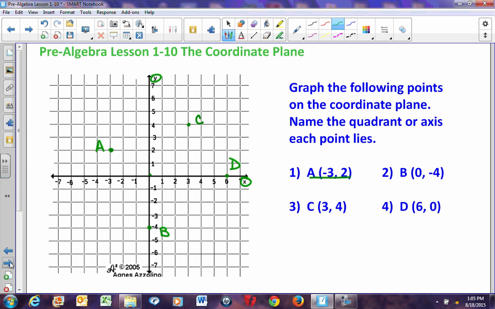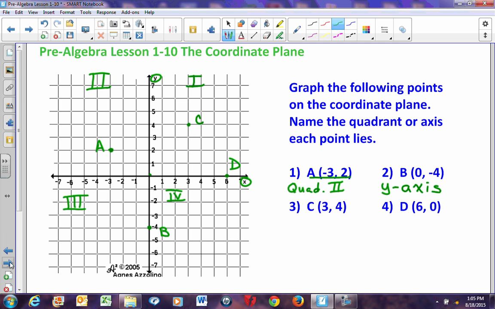Now we need to name the quadrant or the axis at which each point lies. Right? If you remember, this is quadrant 1, this is quadrant 2, this is quadrant 3, and this is quadrant 4. Right? So point A lands in quadrant 2. Always labeled with Roman numerals. If you notice point B, some people will say it's in quadrant 3, some people will say it's in quadrant 4. It's not in quadrant 3 or quadrant 4. It lies on the boundary line between quadrant 3 and quadrant 4, which happens to be the y-axis. So letter B lands on the y-axis. It's not in a quadrant, it's on an actual axis.